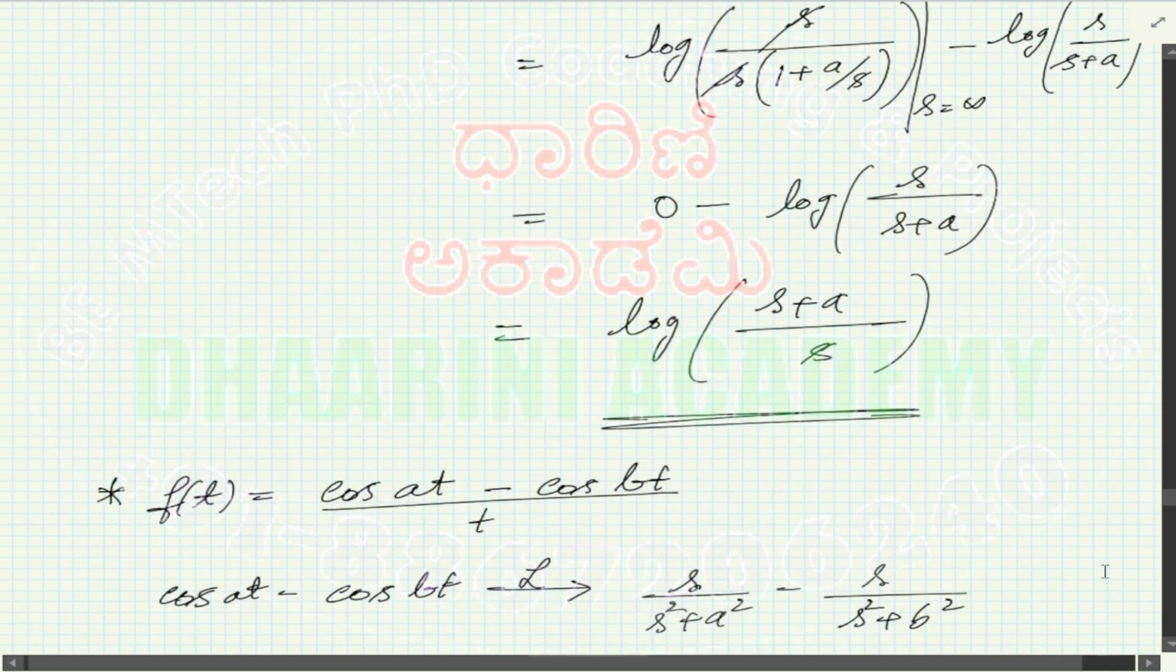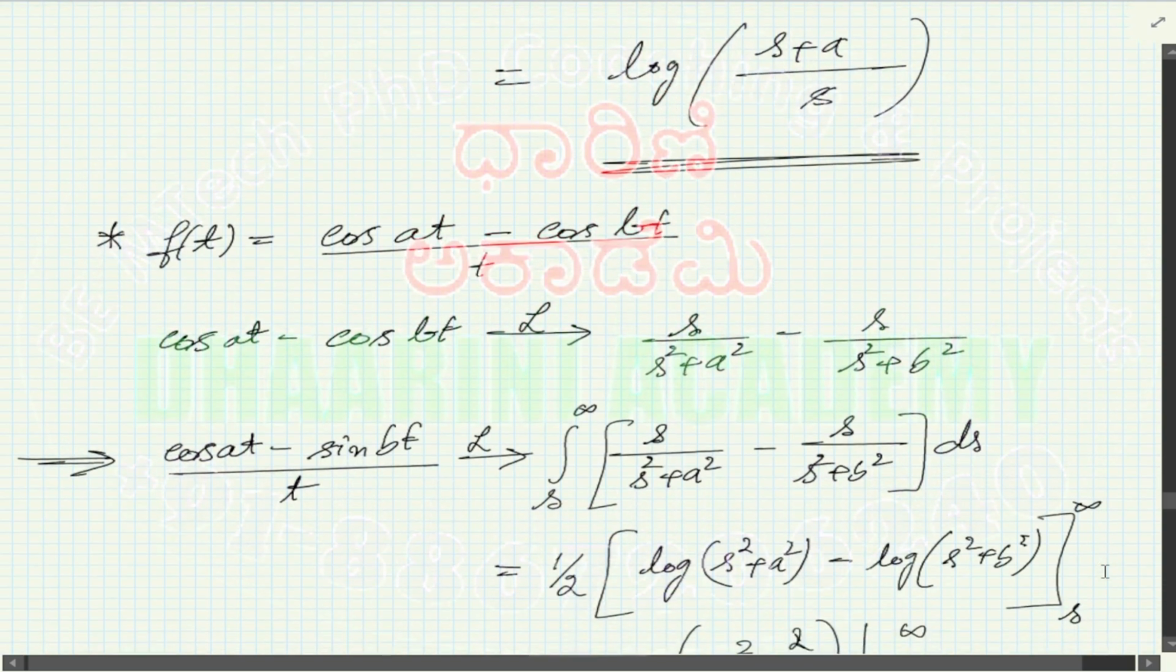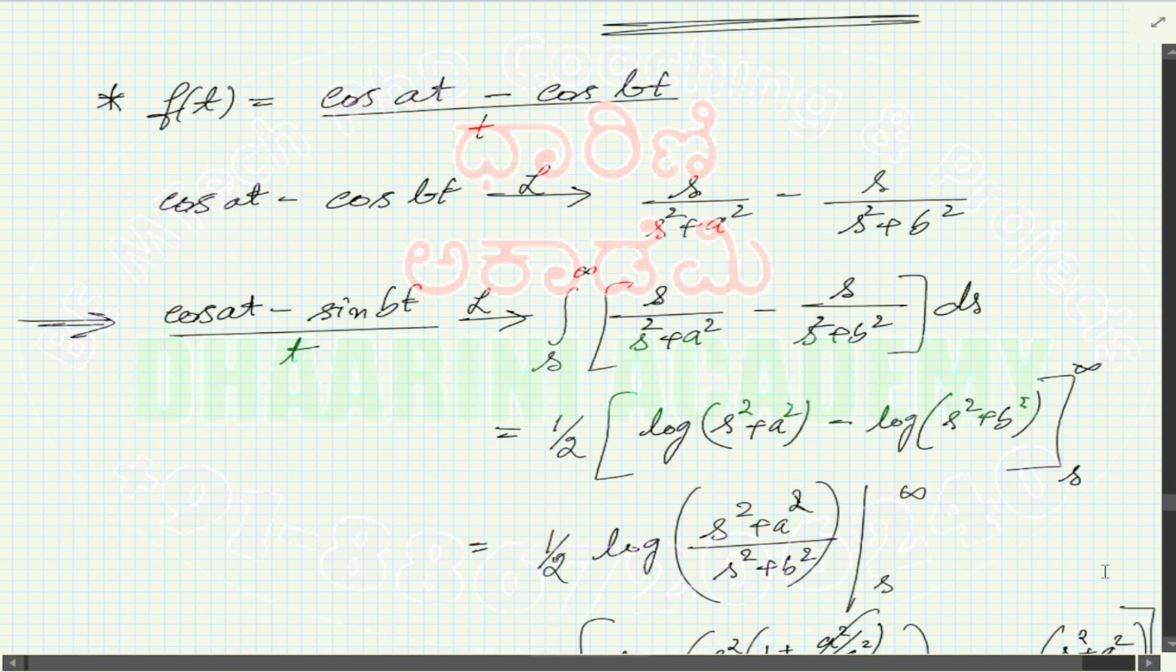Okay, now let's go to the next question. f of t is (cos at minus cos bt) whole divided by t. As soon as you see the divide by t, it has to be the same property. I remove the t and find the Laplace. So cos at minus cos bt, which is the numerator, has Laplace s by s square plus a square minus s by s square plus b square. If you include the t in the denominator, this has to be the integration on the s domain. So whatever you got as the Laplace transform, integrate it with respect to s.